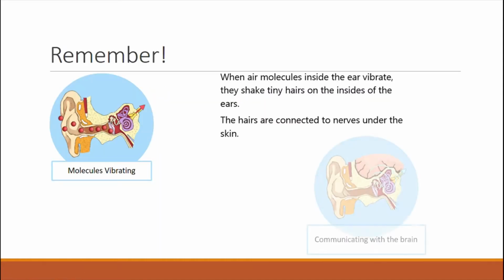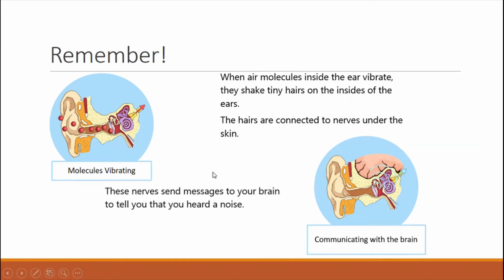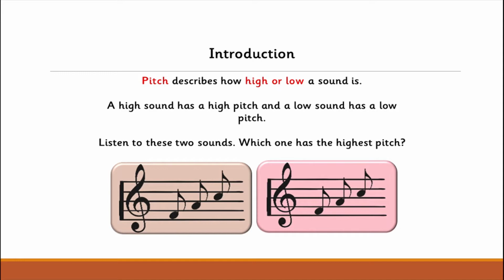Okay, so reviewing what we learnt last week. When air molecules inside the ear vibrate, they shake tiny hairs on the inside of the ears. The hairs are connected to nerves under the skin, and this information is then translated into your brain, and that's how we hear sounds.